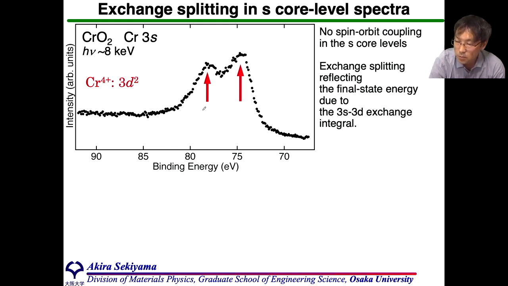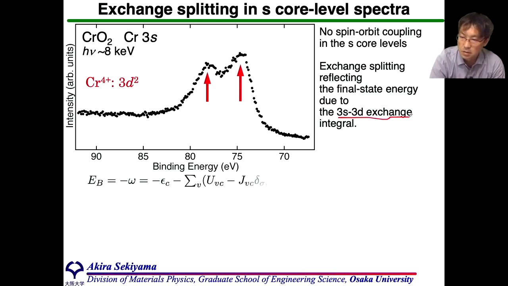So therefore, we need to consider another thing other than the spin-orbit coupling. It is known that this is exchange splitting, reflecting the final state energy due to the 3s3d exchange integral. As I said before, the peak binding energy is calculated by using this formula. But in this case, the difference is seen in this term.